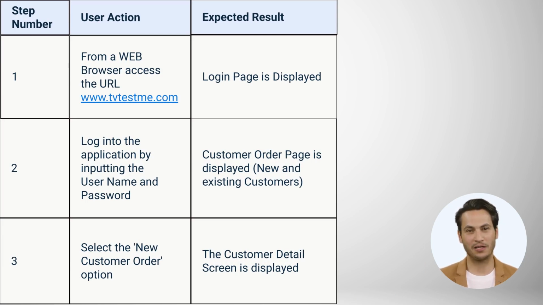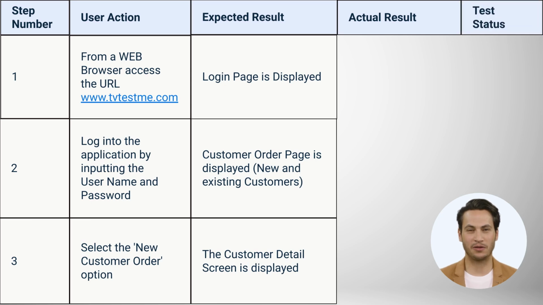There are a couple of extra items you may wish to add to the test script for completeness. These are the actual results and test status. The importance of recording the actual results will depend on the circumstances. If time is a constraint, then it's not always efficient to capture this information. But in safety-critical systems, it could prove to be essential test evidence.